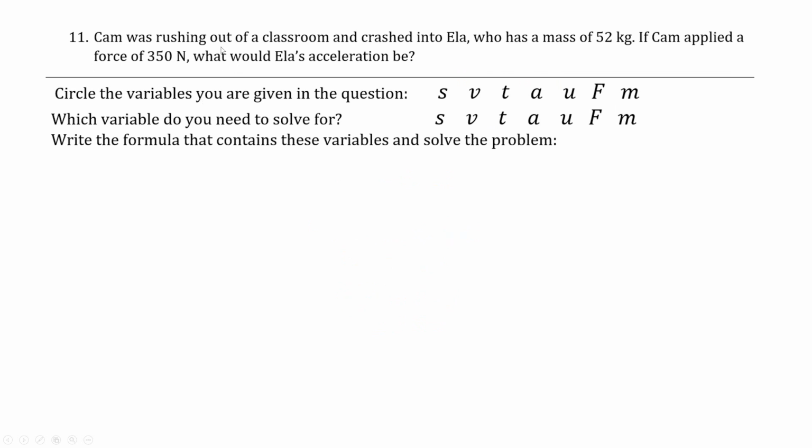Anyway, Cam rushing out of a classroom, Cameron, who had a mass of 52 kilos, applied a force of 350 newtons. What would her acceleration be? We need to find an acceleration. Force equals mass times acceleration. So if she weighed more, her acceleration would be less. That makes sense. If someone's heavier, they're not going to bounce off as quickly, are they? So F equals ma is our equation.